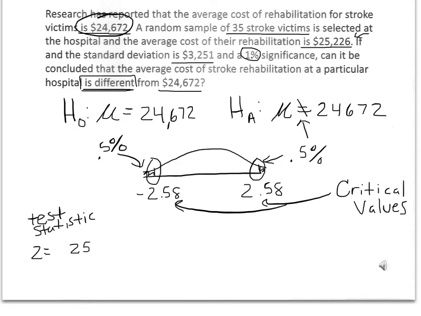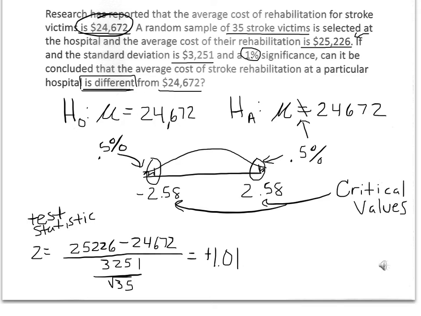So we're going to take the 25,226, subtract the mu that we expected, and divide by our standard error. And what we're looking at here is how far away is that value that we got, the 25,226, from what was expected. Is there a significant difference? When I put this all in, I'm going to get a test statistic of positive 1.01.